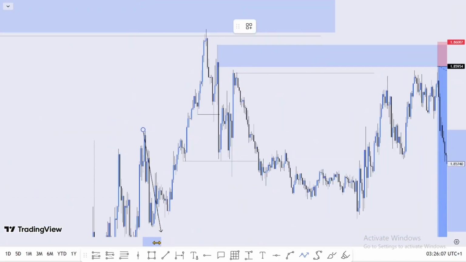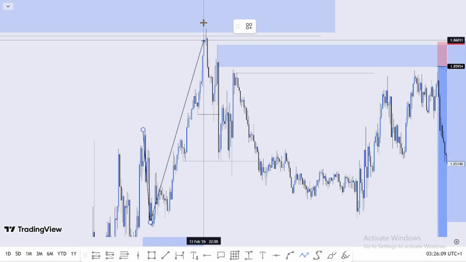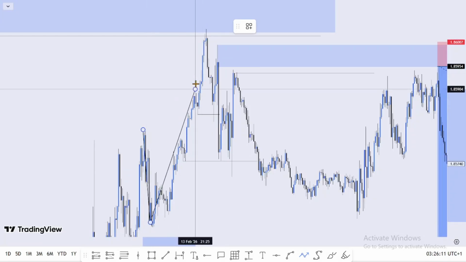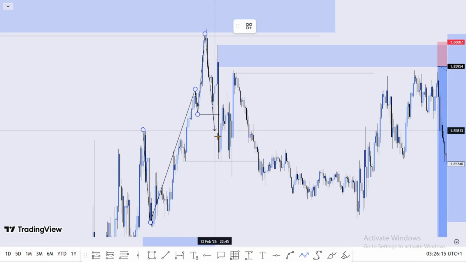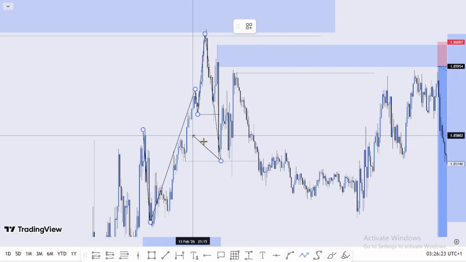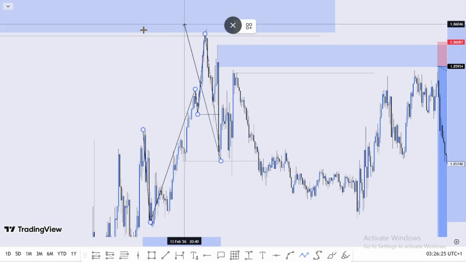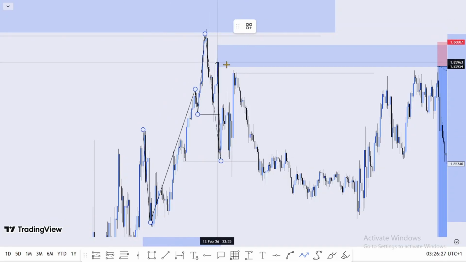Higher high, higher low, higher high, higher low, higher high, and then the price breaks the previous higher low and also breaks this one low at this point. When price did this, we have a market structure shift, and it has shown that price is respecting this level. So what else are we looking for?